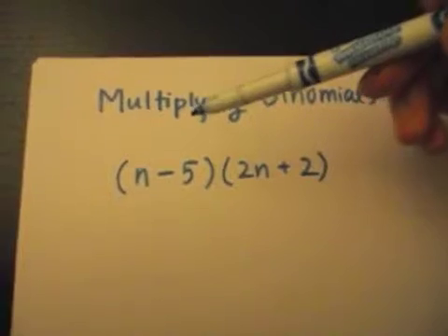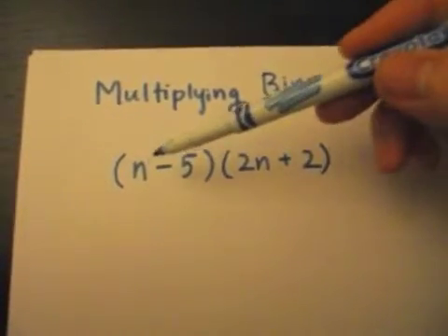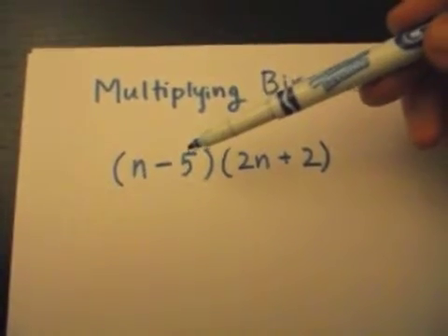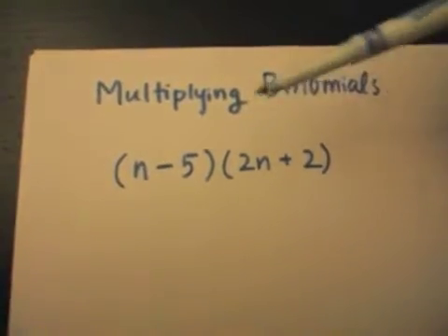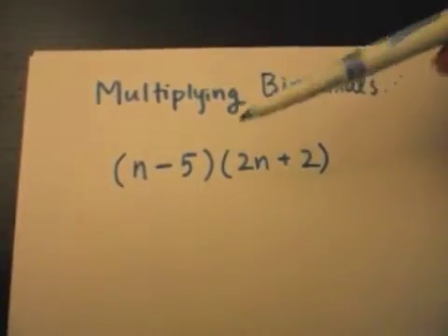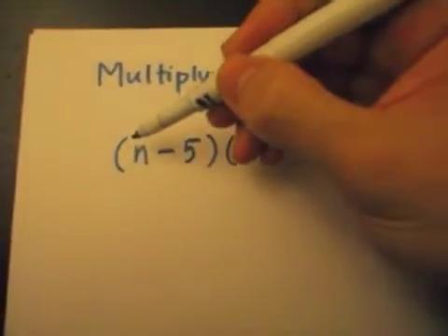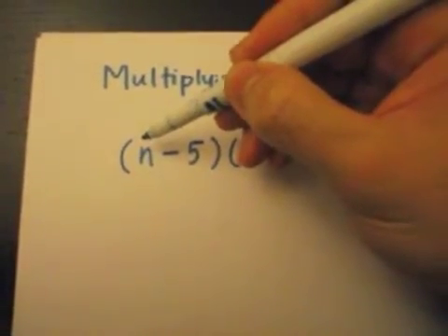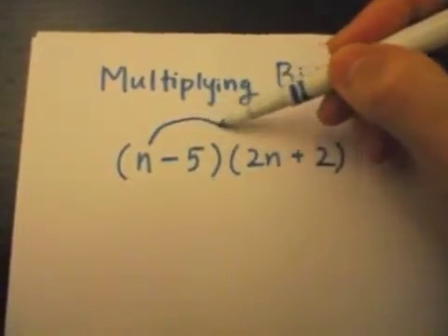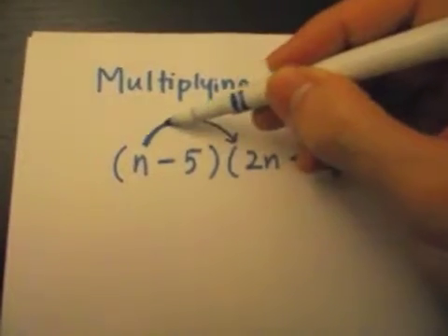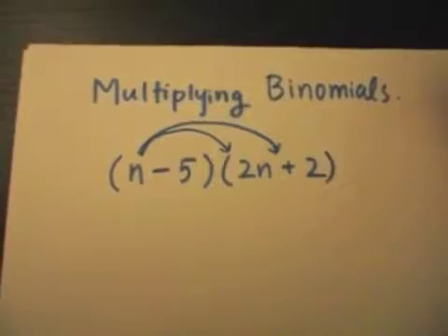We just have to remember to use the distributive property for both terms in the first parentheses. You're going to distribute both of these terms into the terms in the second parentheses, the second binomial. So how does that look? Well, I'm going to take the n, my first term in my first binomial, and multiply it to the 2n and the positive 2. That's my distributive property right there.